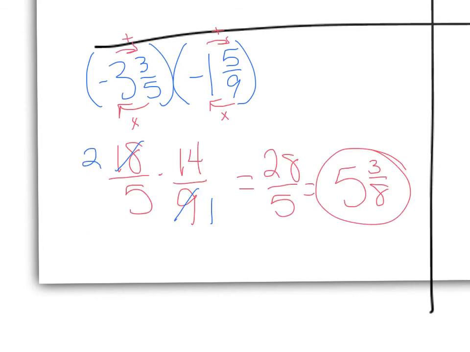The very, very first thing that I noticed with my answer, even before I started working at it, is I know I have a negative times a negative, and you notice I did end up with a positive number. Okay, and then I changed my mixed numbers into improper fractions, got 18 over 5, 14 over 9. I divided out a 9, and when I multiplied, I got 28 over 5. That, as a mixed number, should be 5 3/8.